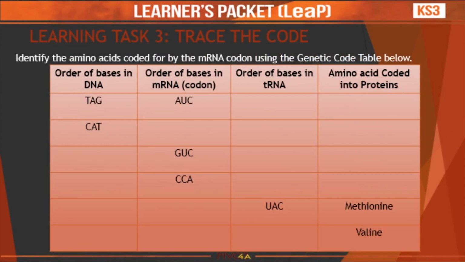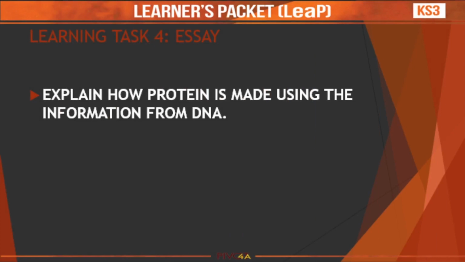Then, we have here learning task number 3. Trace the code. Identify the amino acid coded by the mRNA codon using the genetic code table. So, we have here the order of bases in DNA, the order of bases in mRNA or our codon, the order of bases in our transfer RNA or our anticodon, then the amino acid coded into proteins. So, fill in the missing ones. Okay, in our learning task number 4, essay: explain how protein is made using the information from DNA. So again, explain how protein is made using the information from DNA.